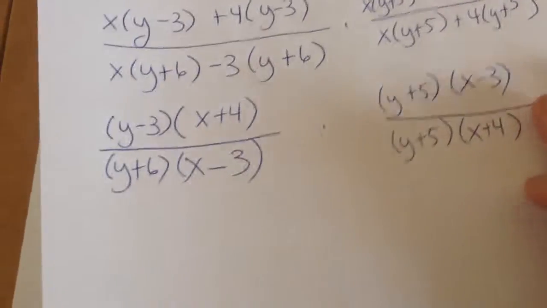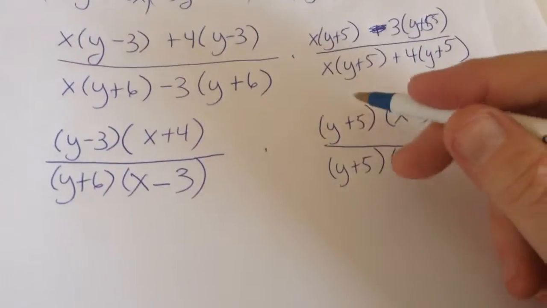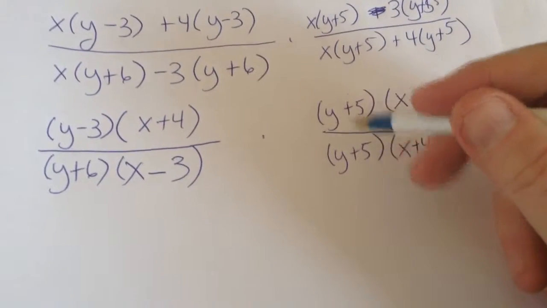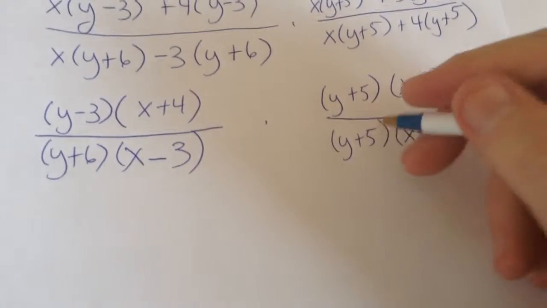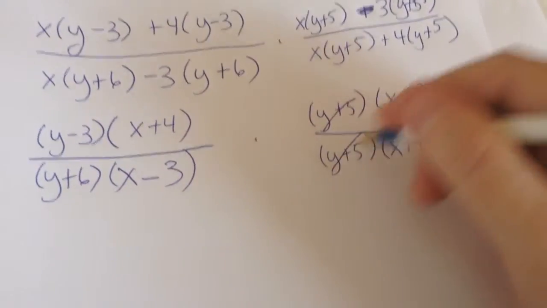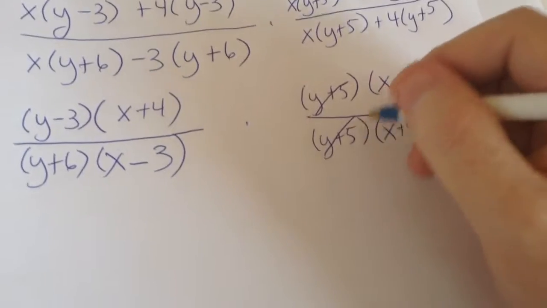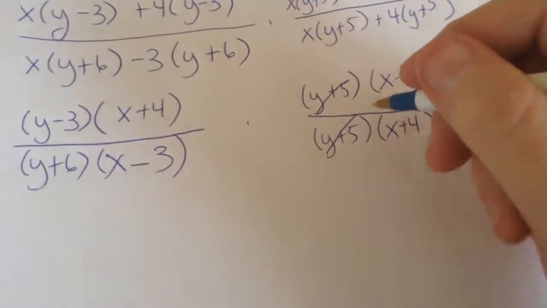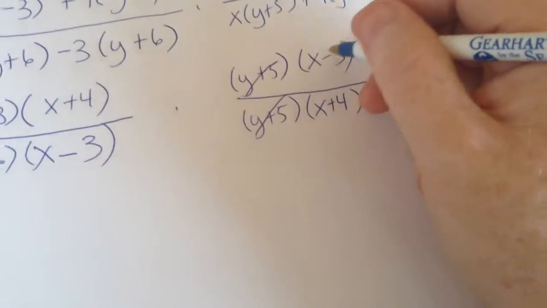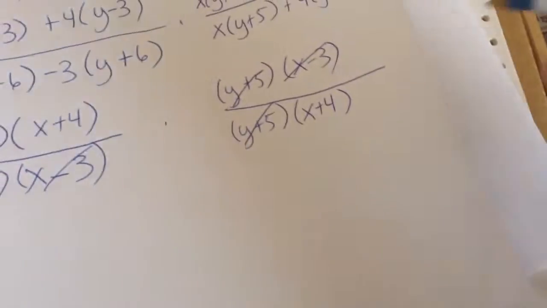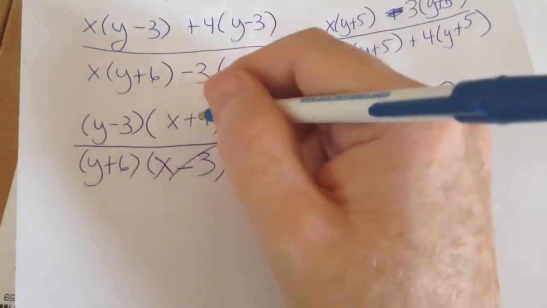So now we can cancel, because we effectively can look into the future and see, gosh, there's this y plus 5 over y plus 5. Well, that's just equal to 1, and 1 times anything is itself. So now that we got it factored, y plus 5 is a factor that's in common. X minus 3 is a factor that's in common, or will be once these two are multiplied out. X plus 4 is a factor that will be in common once these two are multiplied out.